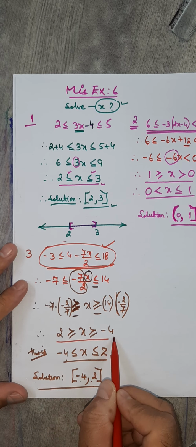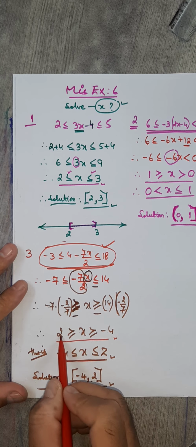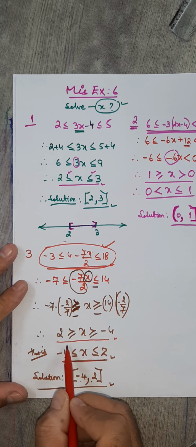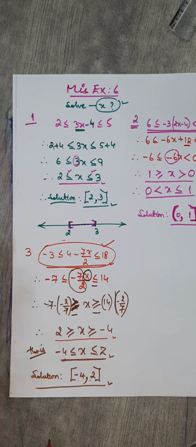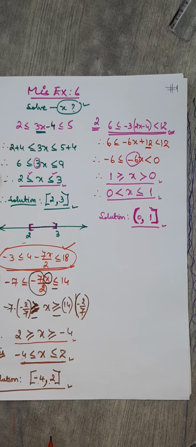This is just the same as this. I wrote minus 4 here, this x as it is, and 2 here. Normally the smaller number should be written on the left hand side. That's why I did this. Okay, let's go to the next question.